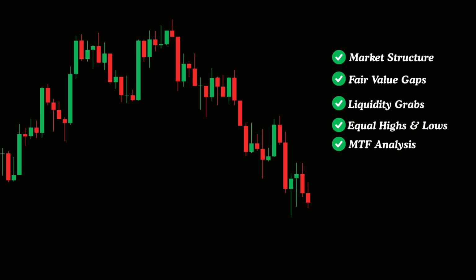Now let's break down how this trading strategy works on the chart. This setup uses 2 time frames.